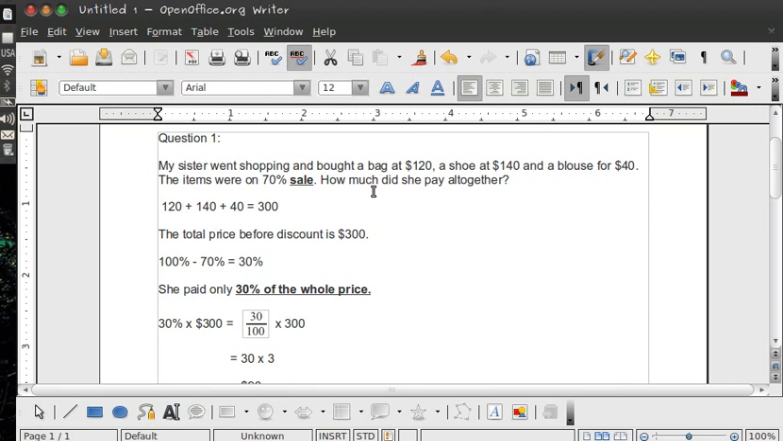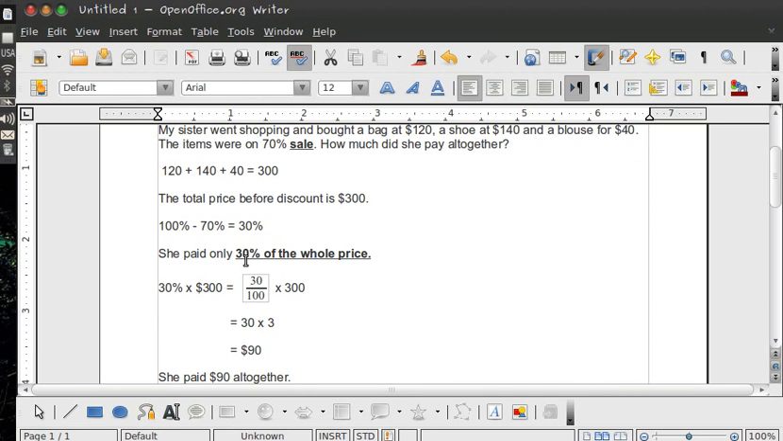Another word that could be commonly used is 70% off. The items were on 70% off, but in this case, it says 70% sale. So we take this 70% off from the 100%. Here I've done it, and we had the answer as 30%. So we write down the statement: she paid only 30% of the whole price.